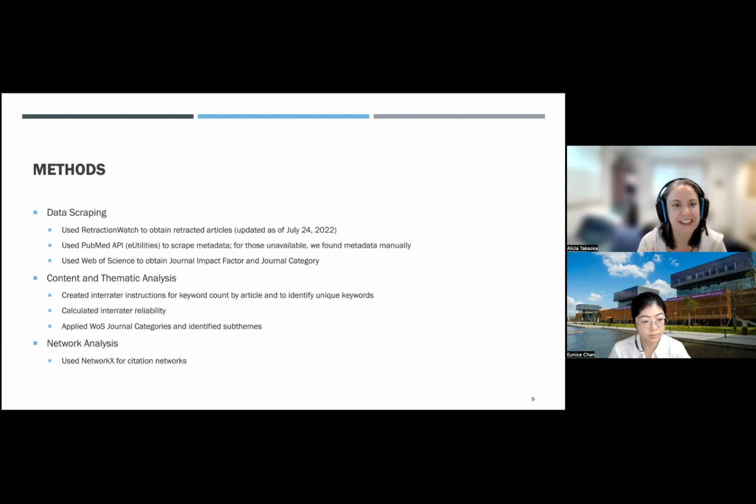I then calculated interrater reliability, and we applied Web of Science journal categories, and are in the process of finishing identifying sub-themes for the journals themselves. And then for network analysis, we used NetworkX for the citation networks, and we're using that for the journal networks as well to do the thematic analysis and network analysis for connectivity across disciplines.